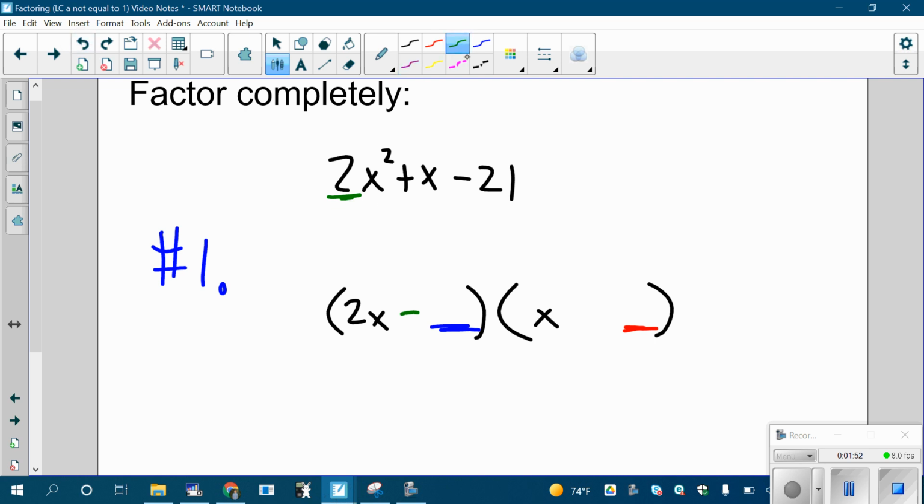So now I'm going to keep guessing, and I can check them pretty quick. I'm going to try positive 7, negative 3. 7x minus 6x, that's x. So I factored it. That's how I factor. That's how I recommend factoring coming into your calculus class next year.